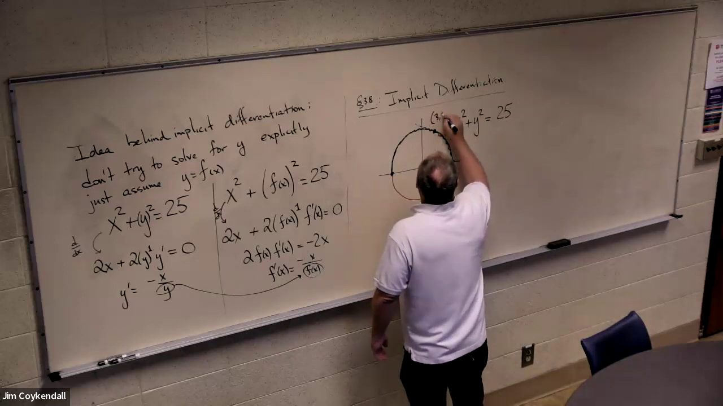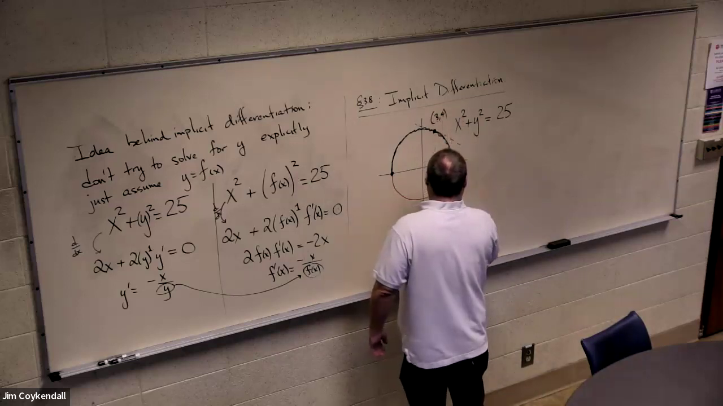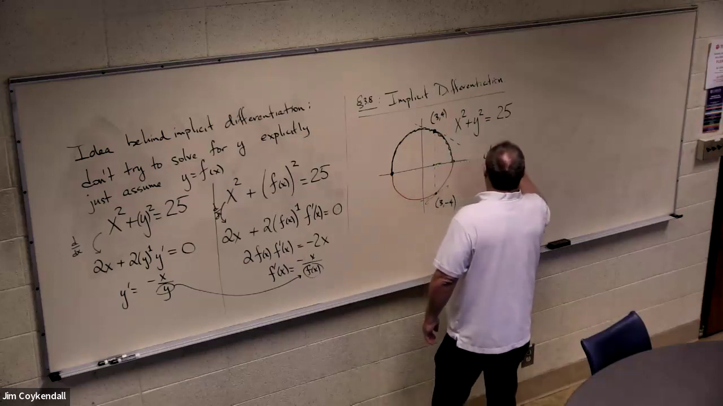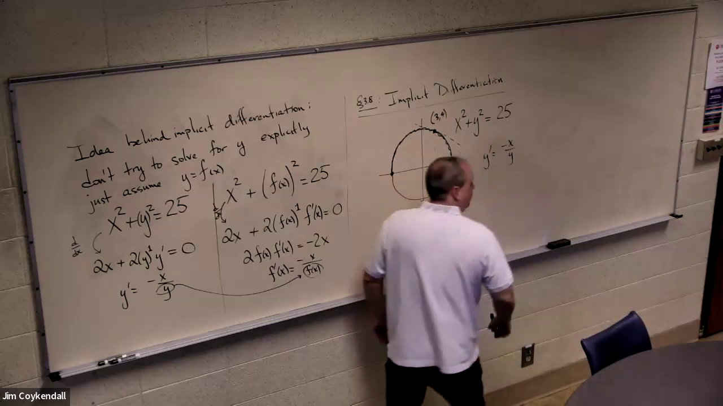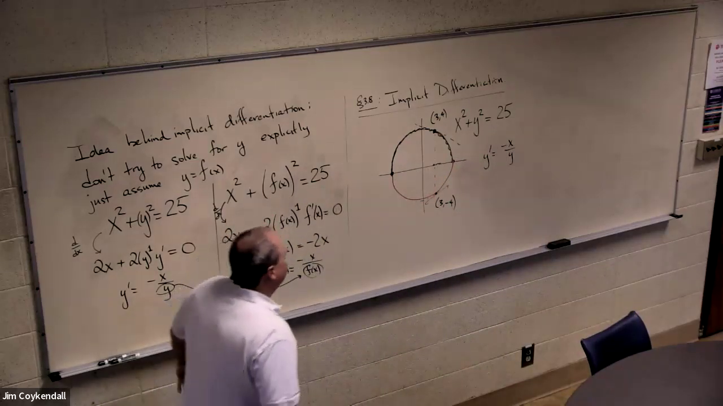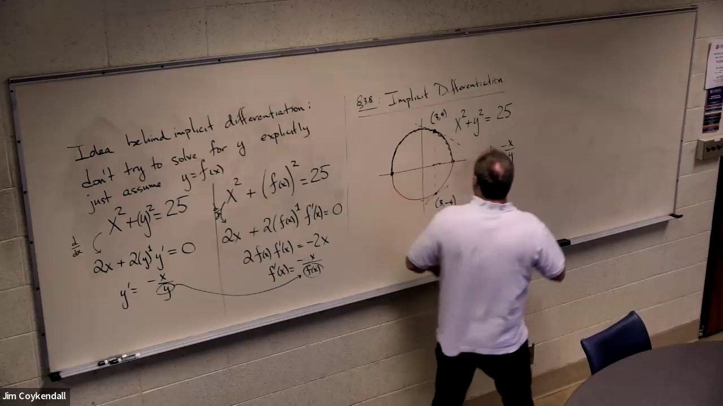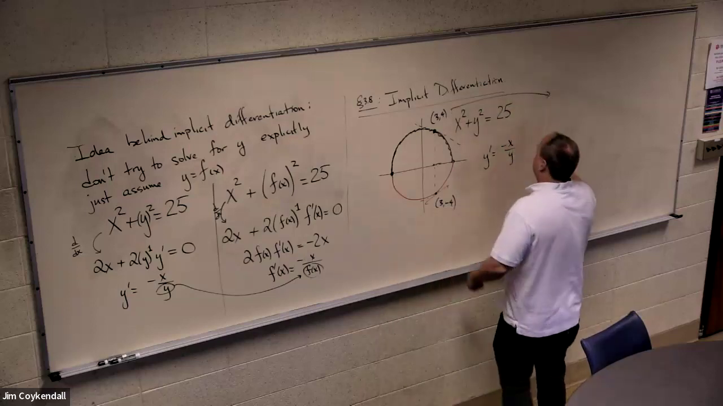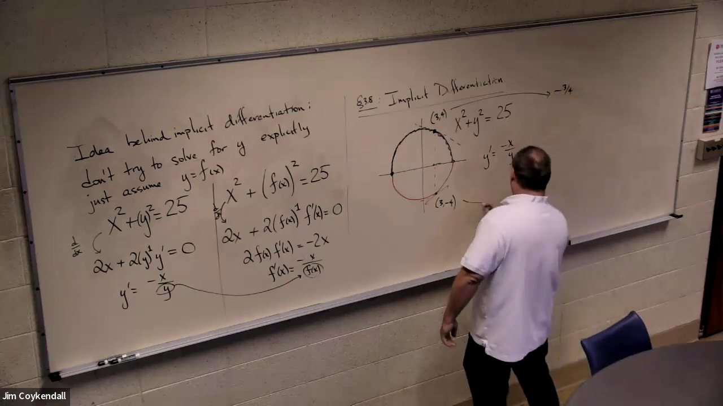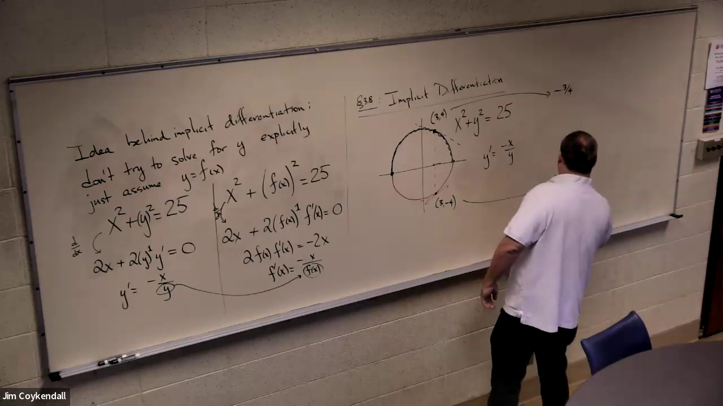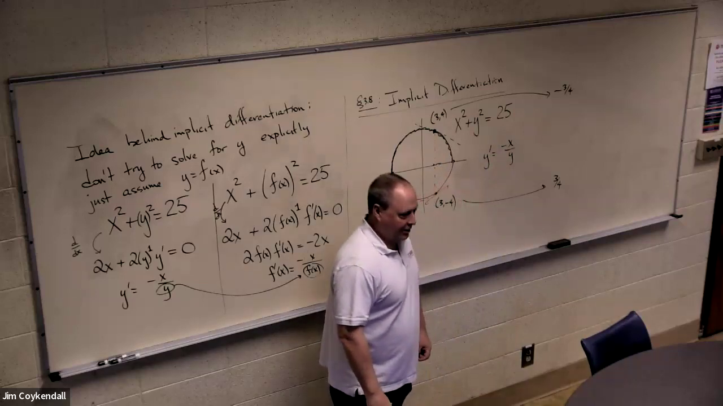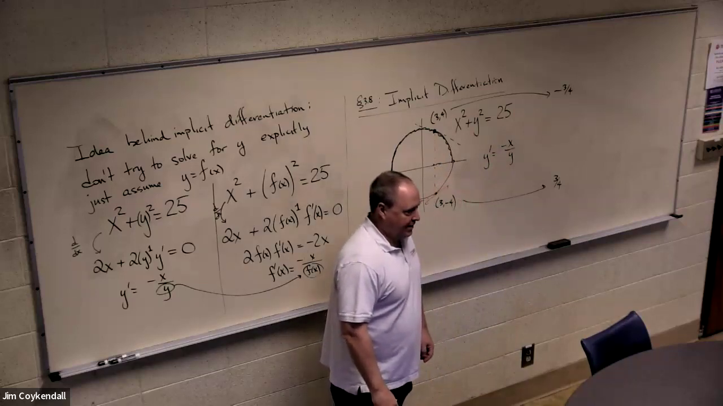Here we have 3, 4. Here we have 3 minus 4. And y prime is minus x over y. That's what the formula gave us. Correct? Just shove these points in and see what happens. Up here, minus x over y. Here, minus x over y. How about that? Very good. Everybody agree?